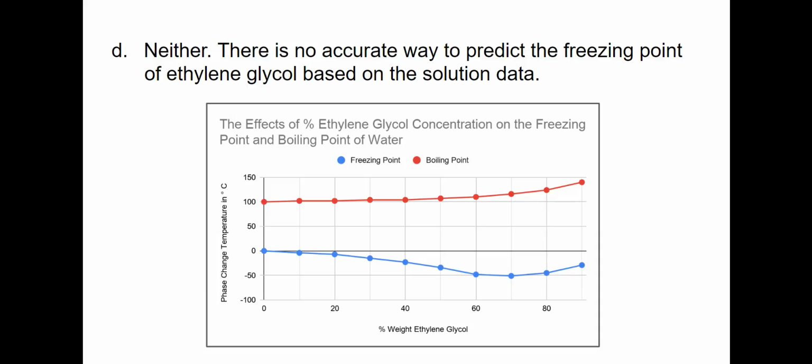The next one's D, neither. There's no accurate way to predict the freezing point of ethylene glycol based on the solution data. So now evaluate this one. Label it as either true or false.